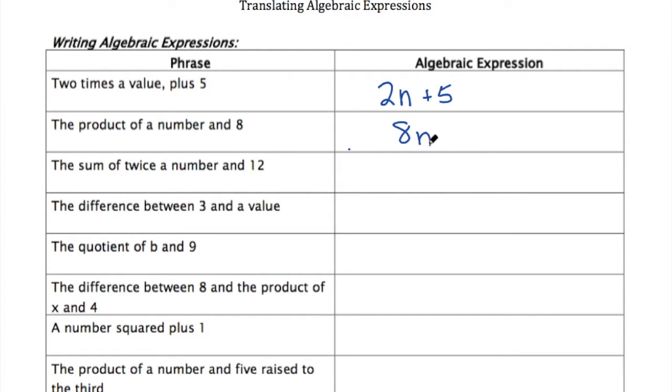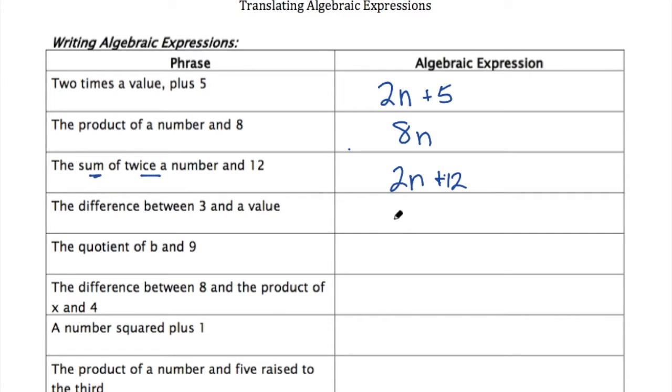The product of 8 and n. Product means multiply. 8n. We prefer the 8 in front of the n, regardless of how the phrase was said. The sum of twice a number and 12, so twice a number is 2n, and 12, plus 12.